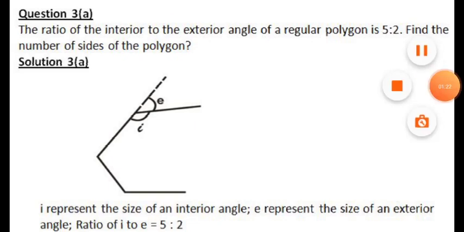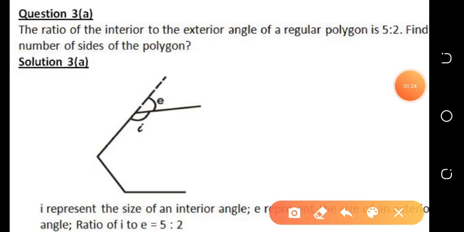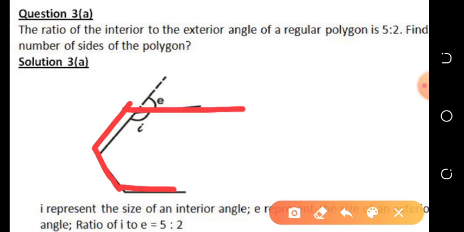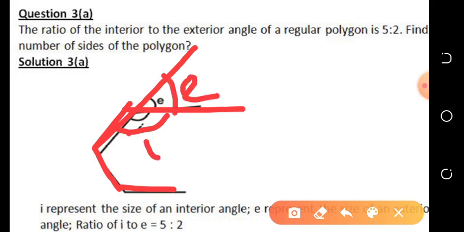Now let's look at the polygon. We have the polygon here, which we are not aware of the type of polygon. That is why we are asked to find the sides. For example, you have it here. We don't know the number of sides. But extending this line up, we have the interior angle here, which is I, and the exterior angle, which is E. We are only given the ratio of the interior to the exterior, which is 5:2.